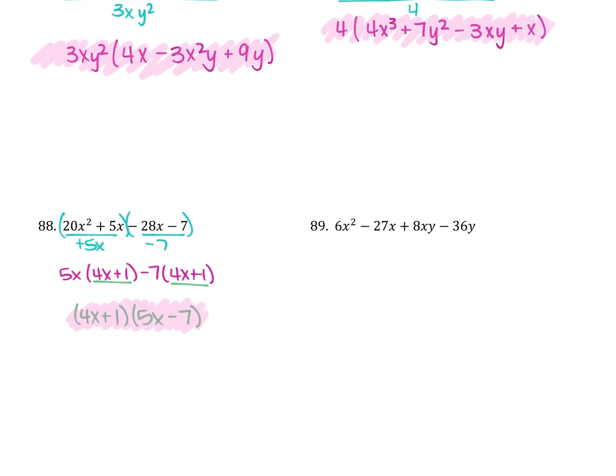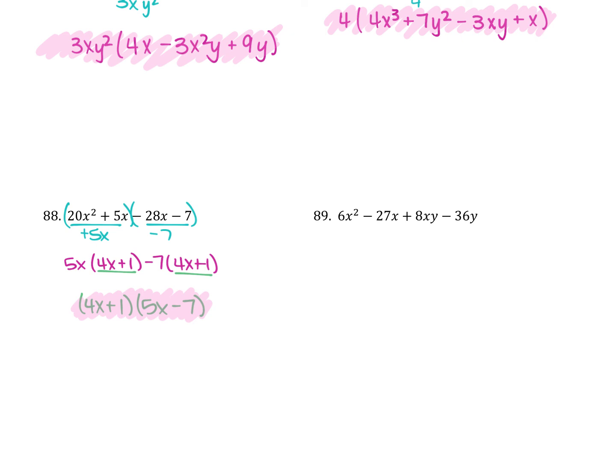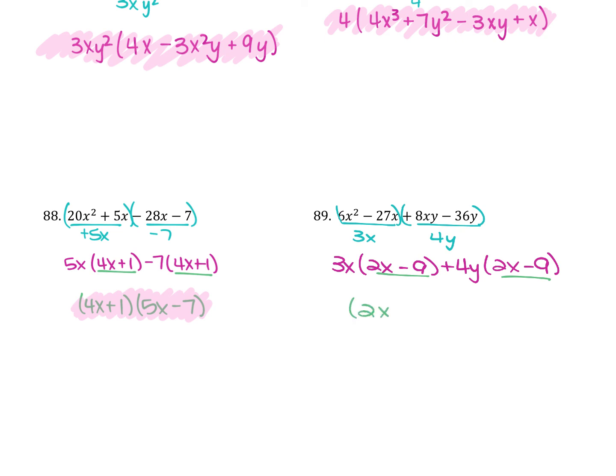For 89, we're going to do the same thing. So we have 6x squared minus 27x plus 8xy minus 36y. We're going to group the first 2 terms. We're going to group the last 2 terms. From the first 2 terms, we can factor out a 3x. From the last 2 terms, we can factor out a 4y. This is going to leave us with 3x times 2x minus 9 plus 4y times 2x minus 9. Your 2 sets of parentheses are identical, so this is going to leave us again with 2x minus 9 times 3x plus 4y.